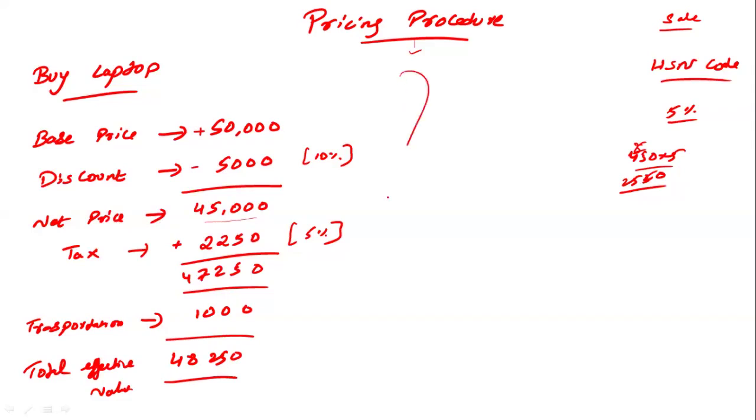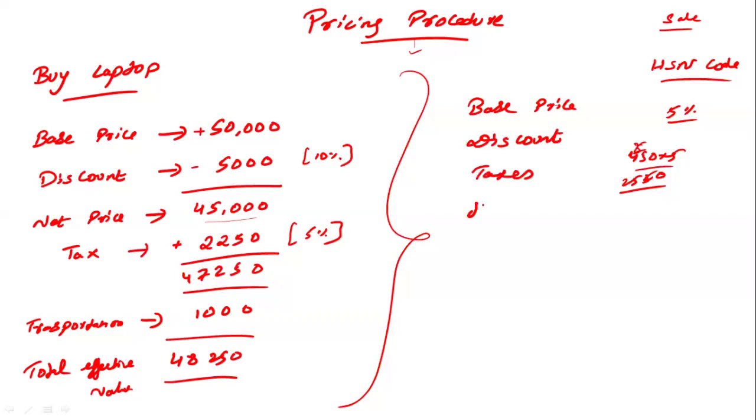Right? So if you see here in this calculation, there are different components which are getting involved in the product. We spoke regarding base price. This is the initial price. Then we had discount. Then we had the taxes. Then we had the freight charge, or we can call it transportation charge. So these all are the different components which are getting involved to decide your final price of the laptop. So these components, when they are structured together in the SAP system, are called the pricing procedure.